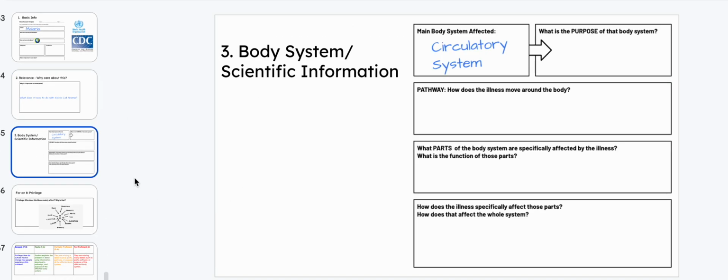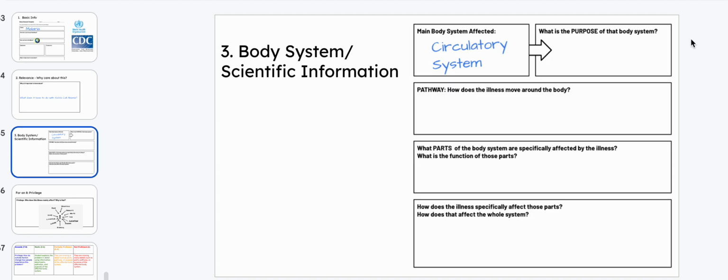Now here is where most of the information is going to be put. This is the most important part of the information. This is where you're explaining how malaria affects the circulatory system. The main body system affected by malaria is definitely the circulatory system. So you're going to go through the purpose.